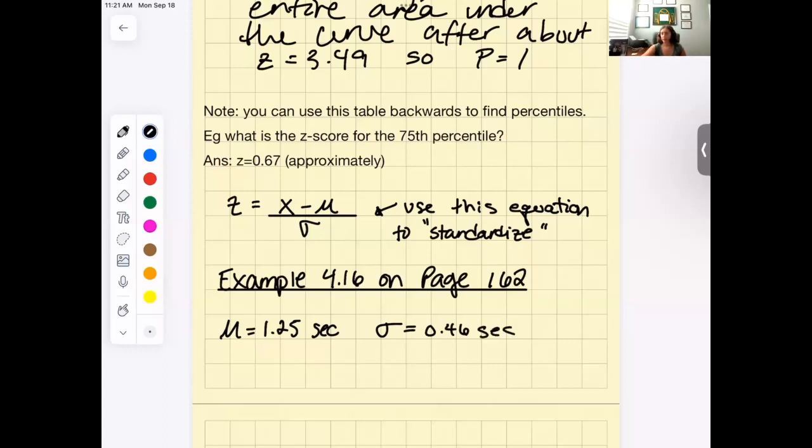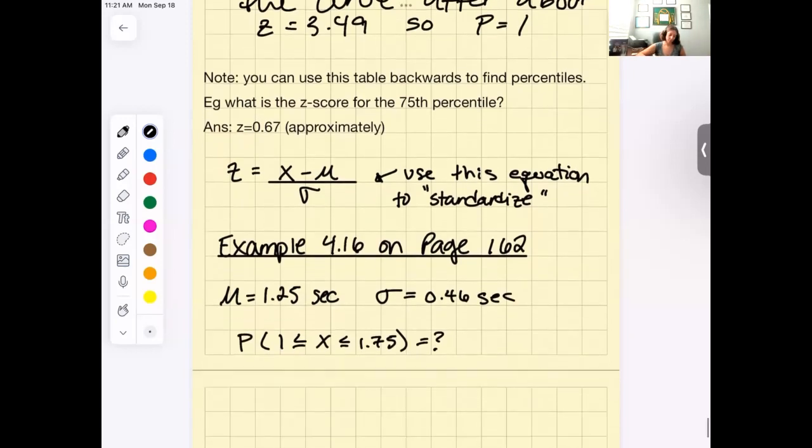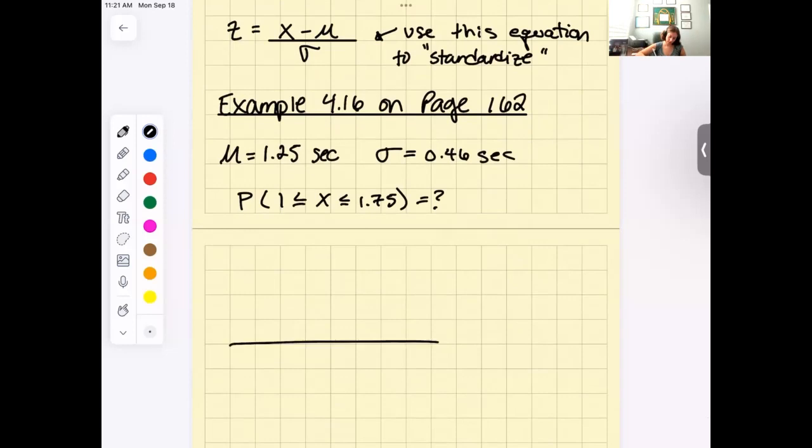It says, what is the probability that the reaction time is between 1 second and 1.75 seconds? So the way you write that down is they are asking me for the probability that my value x is between 1 and 1.75. That's what we want. So before we standardize it, this is what our graph looks like. We have our mean, which is 1.25 seconds, and then we have each standard deviation.